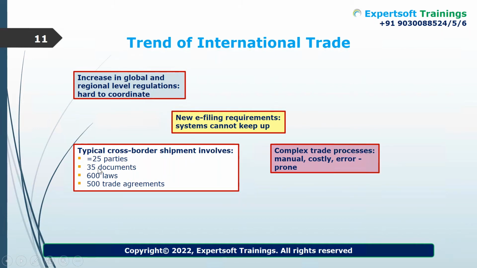And a typical cross-border shipment involves 25 parties, lots and lots of people may be involved in the movement. Then you have 35 plus documents, as I told you, right? There will be lots and lots of documents involved in any shipment. Then 600 laws, this is just a number, not the actual number. You may have to be compliant with the rules and regulations that your government has proposed for any shipment, whether it is a dangerous goods shipment, a normal product that you are exporting, or a food product, right?